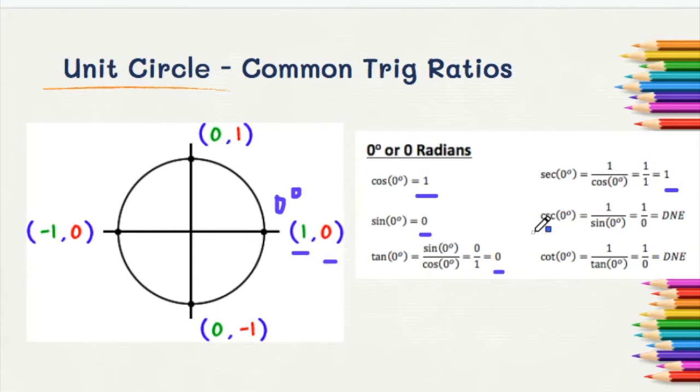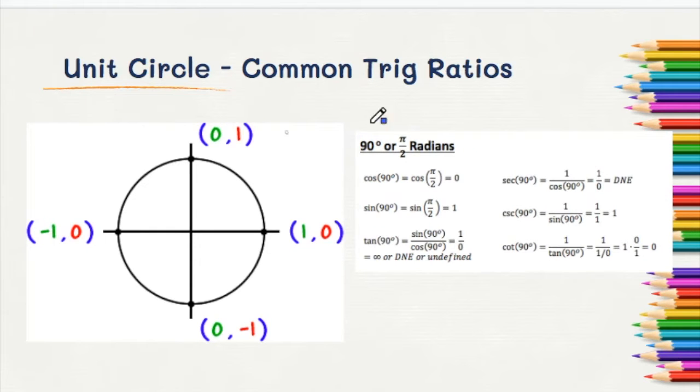Cosecant is a reciprocal of sine. When you divide by 0, there is no answer, so you put DNE, which means does not exist. For cotangent, because tangent is 0, it is also 1 divided by 0, so DNE, does not exist.